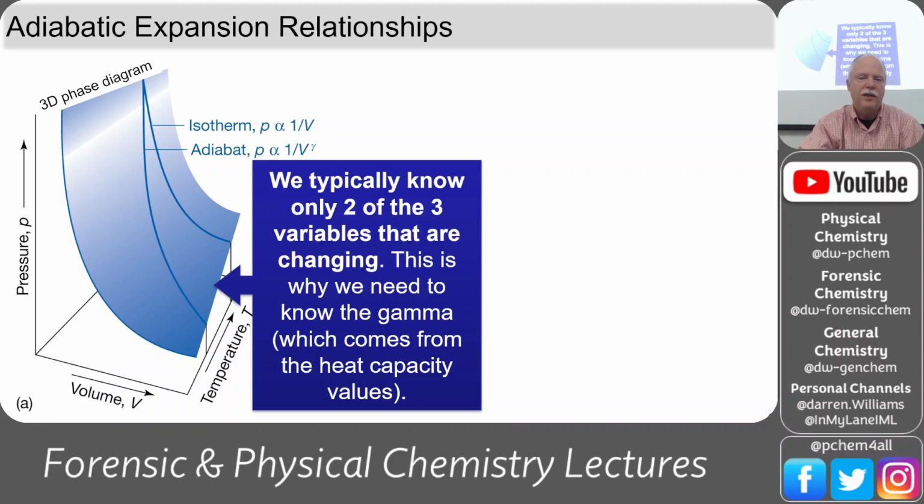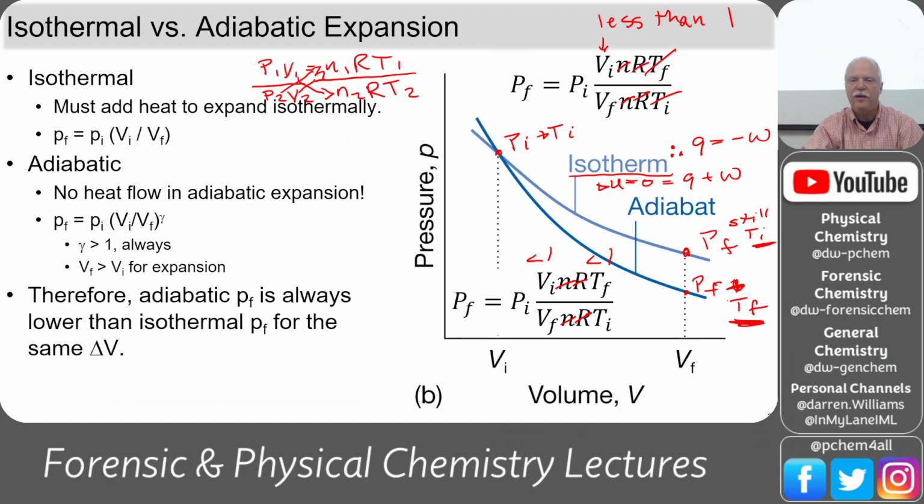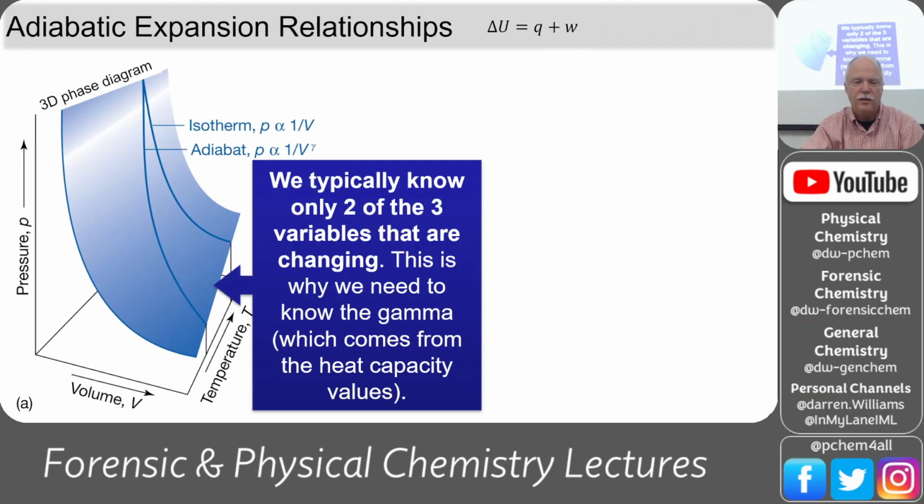So this is why we typically know only two of the three variables. This is the three-dimensional plot. Notice we have the temperature here, the volume, and the pressure. Normally we're looking at a PV plot, and in these previous plots this is a TV, but here's a PV plot. You see the isotherm and the adiabat. The temperature axis is going in and out of the page of the screen, and so we see that temperature axis down here.